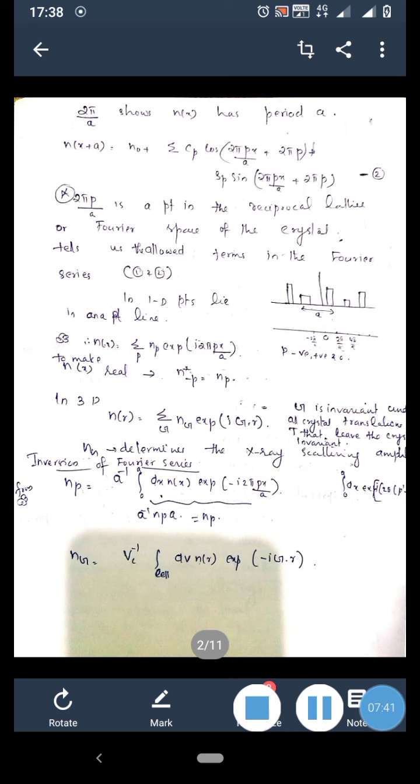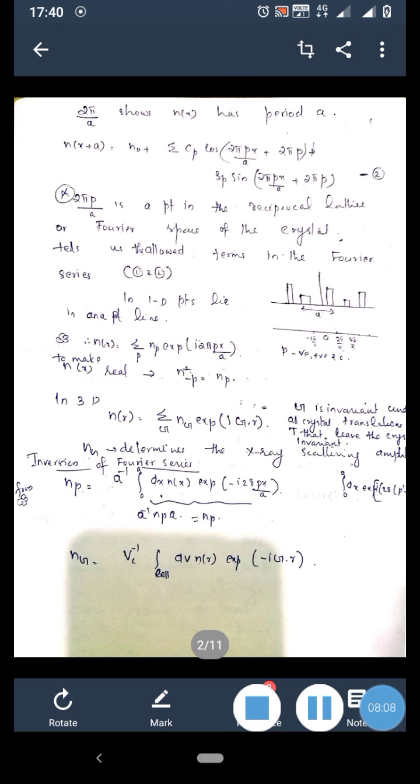Now, if you look at equation number 2, n of x plus a is again n of x, because cos of 2 pi p x by a plus 2 pi p plus sin of 2 pi p x by a plus 2 pi p is again cos of 2 pi p x by a and sin of 2 pi p x by a. So the periodicity is included in the expression of this Fourier series.